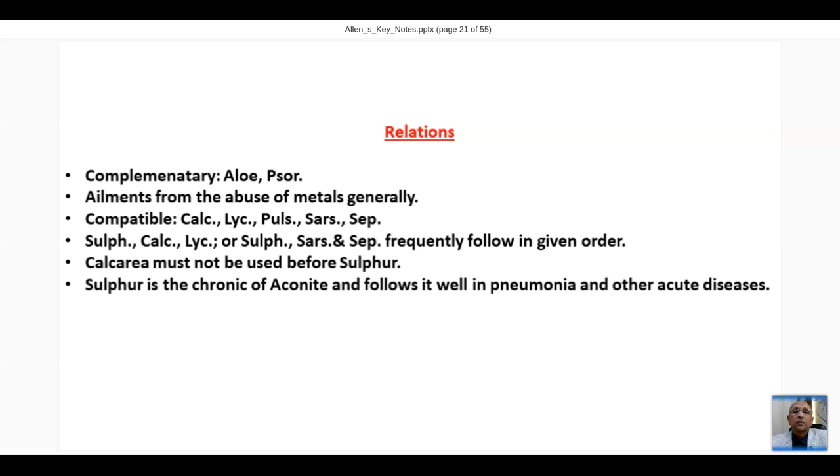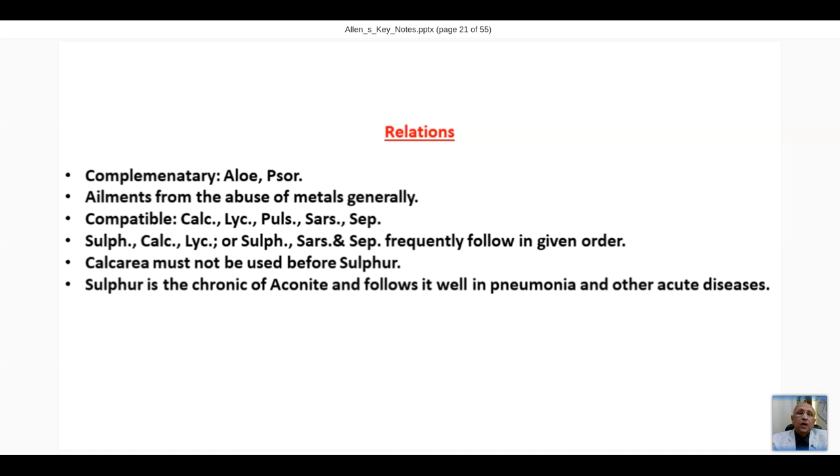So you have to understand every sentence of Allen's keynotes, which guides you regarding it. See, here he has mentioned the sulfur cycle, and one more thing, sulfur, sarsaparilla and sepia. That is also a cyclical pattern of relationship. So these are the things which are hints. He also mentioned that sulfur is the chronic of aconite and follows it well in pneumonia and other diseases.